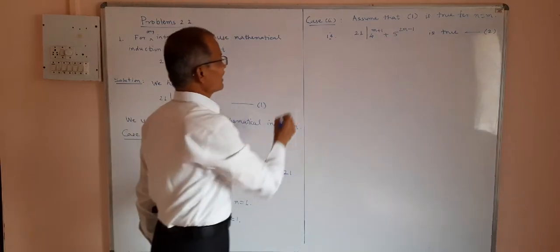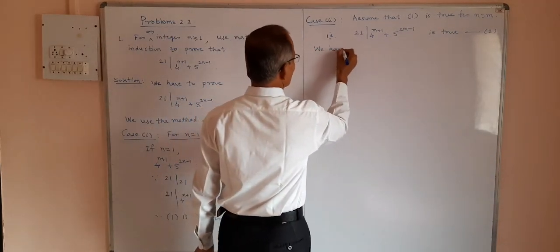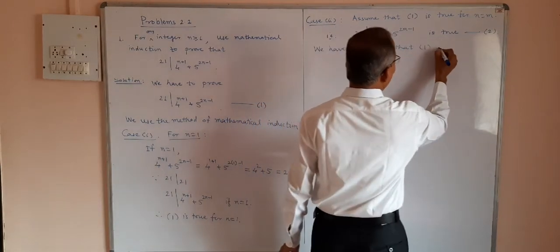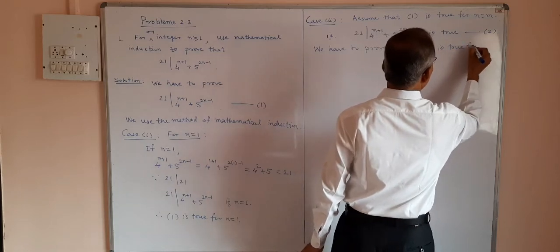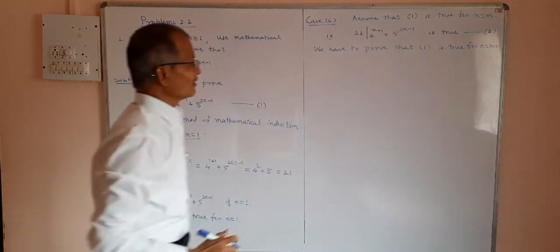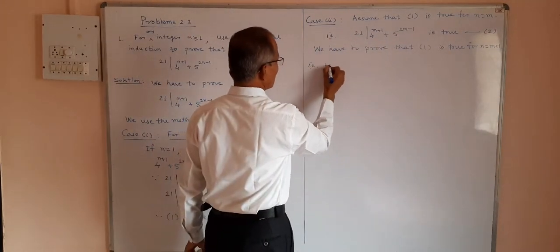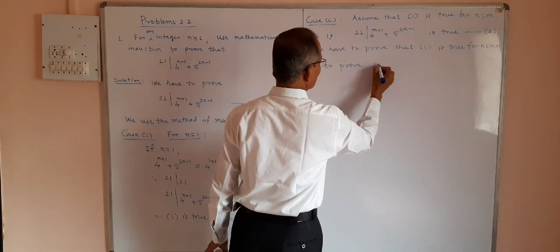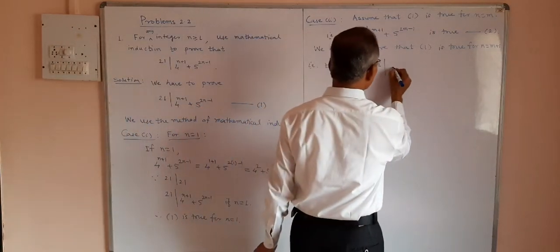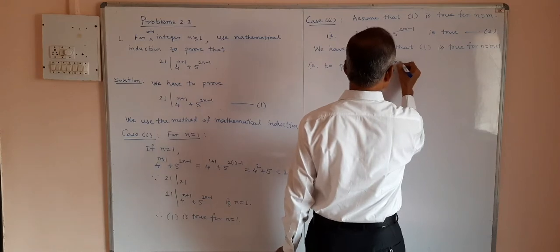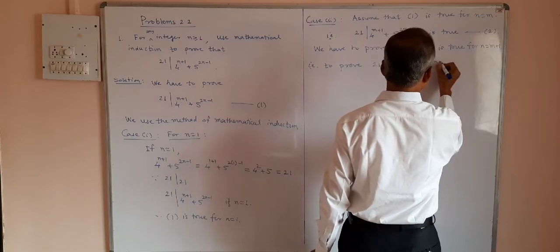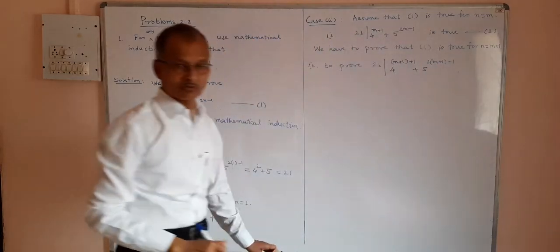Now we have to prove that the result is true, prove that 1 is true for n is equal to m plus 1. And that is to prove. Now see what the result will be for this case. N is equal to m plus 1. Replace n by m plus 1. So 21 divides 4 to the power m plus 1 plus 1 plus 5 to the power 2 m plus 1 minus 1. So this we have to prove.